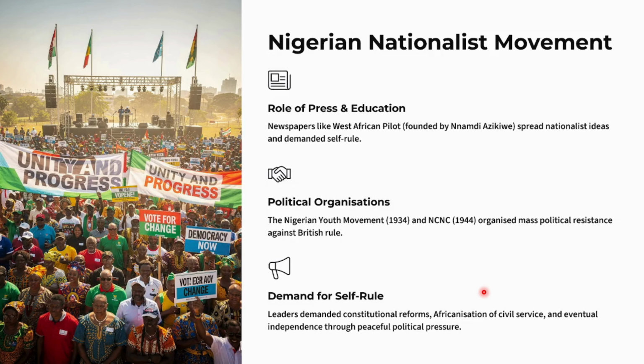Okay. Then the Nigerian nationalist movement. So role of press and education. So newspapers like the West African Pilot.